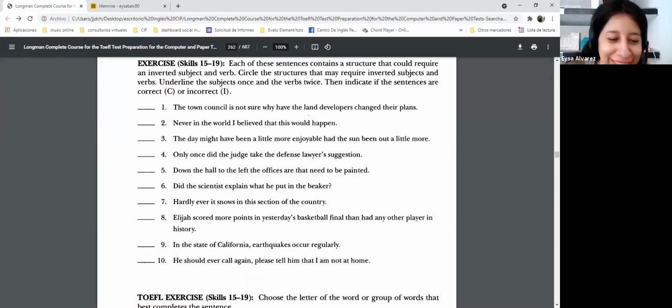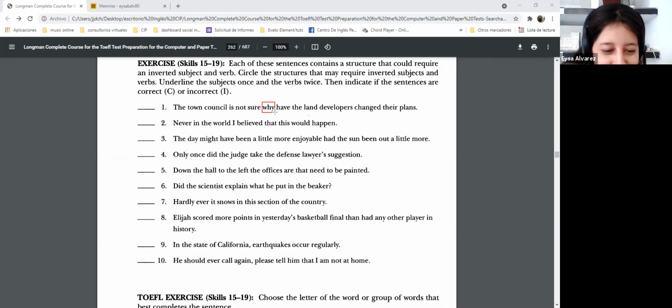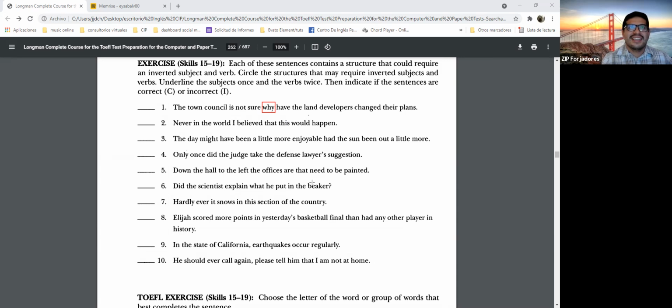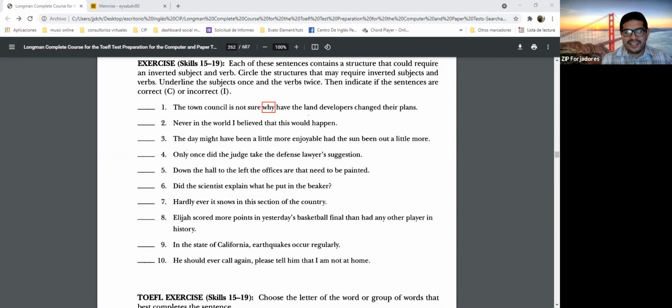Okay, I have here my notes. In number one, it's incorrect. I have that the subject is the town council, the action is not, and we have the Y that is the connector. In that case, we cannot move, we cannot invert because it's a connector. So the correct one is the land developers have changed the land.